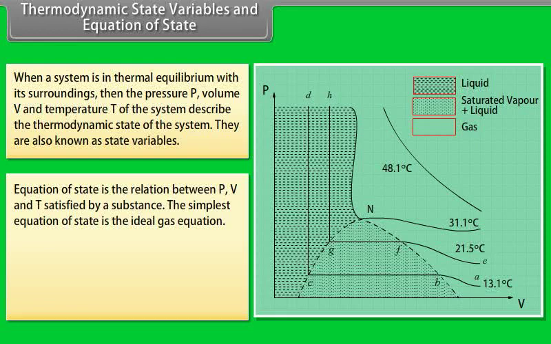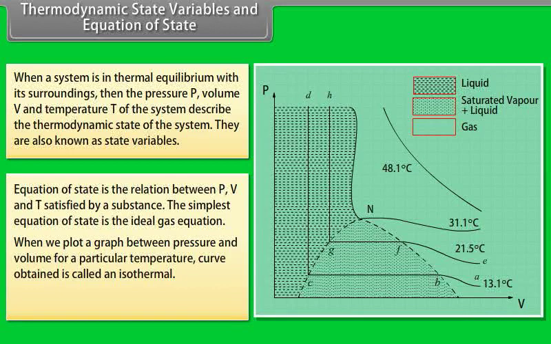The simplest equation of state is the ideal gas equation. When we plot a graph between pressure and volume for a particular temperature, the curve obtained is called an isothermal. Plot of different isothermals for CO2 is given in this graph.